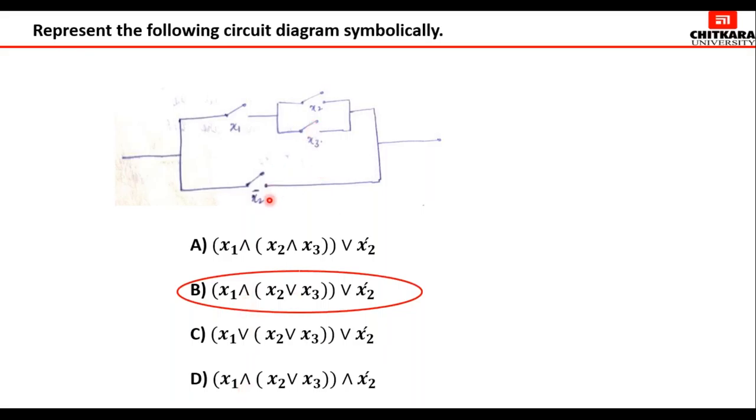Now let's check the third part. This part has been connected with X2 complement in parallel. So it is again the OR option. So out of this and this, which one is the OR option? This one. So B should be the correct option. And this is how you choose your multiple choice answer. Clear? Okay.